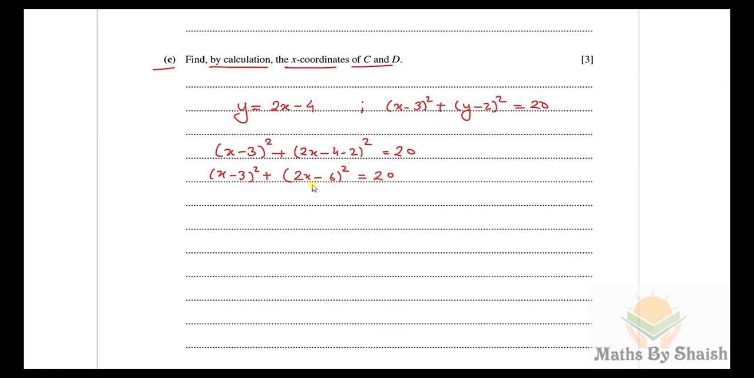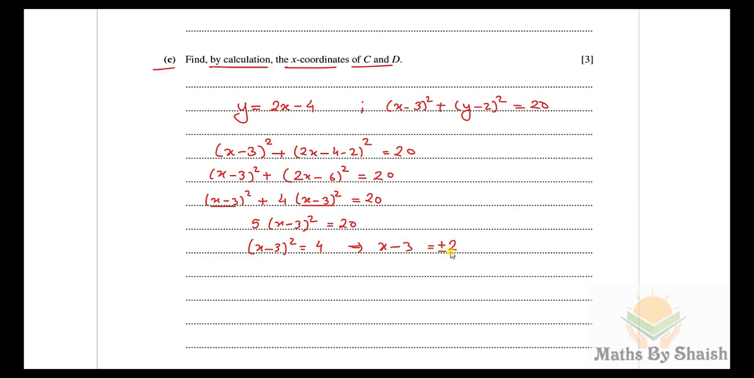Now we can see this 2x minus 6 is actually (x minus 3) into 2. So we can write it as (x minus 3) whole square, and if I take 2 common and square it, it becomes 4 times (x minus 3) whole square is equal to 20. Now it is (x minus 3) square, so it becomes 5 times (x minus 3) whole square is equal to 20, or from here we can see (x minus 3) whole square is equal to 4, and hence x minus 3 is going to be plus minus root 4, that is plus minus 2.